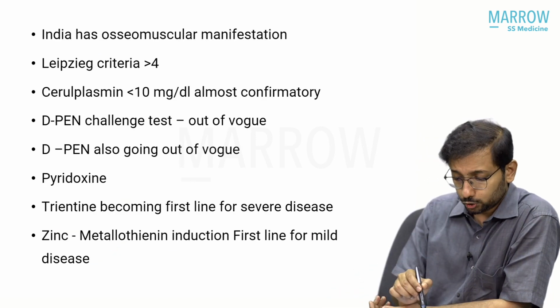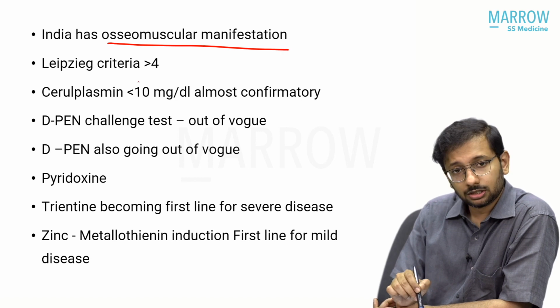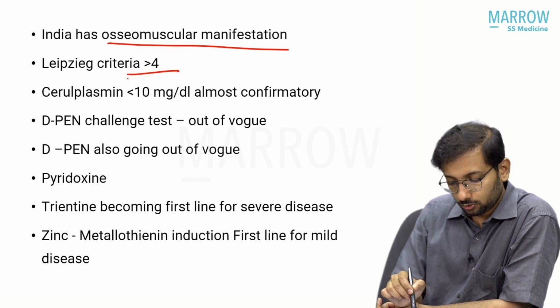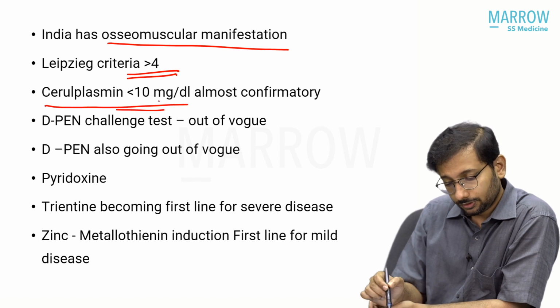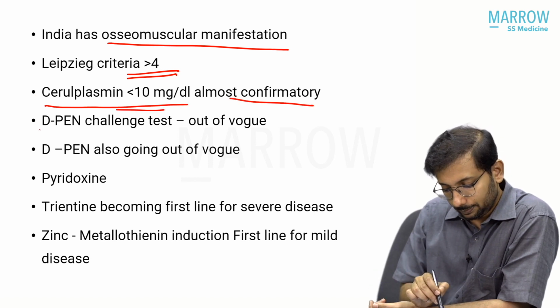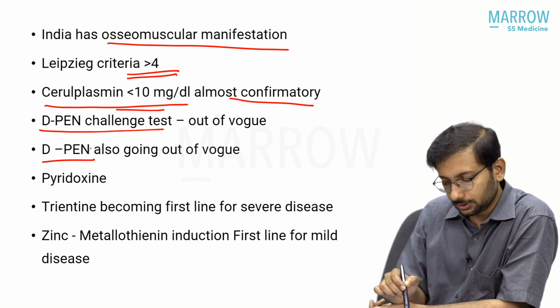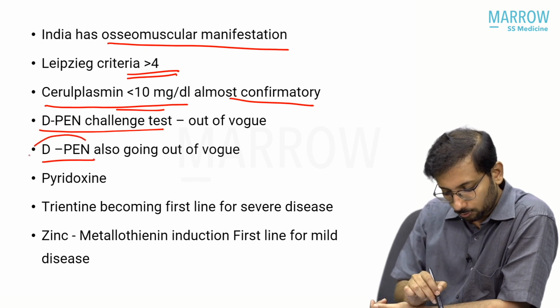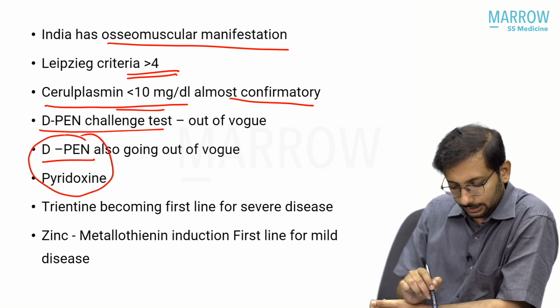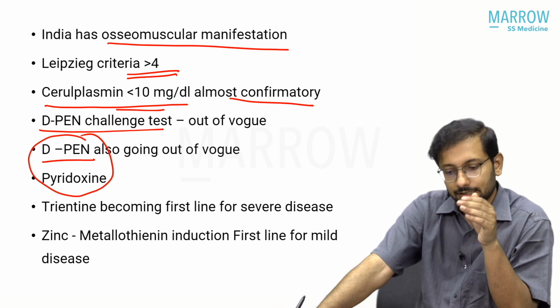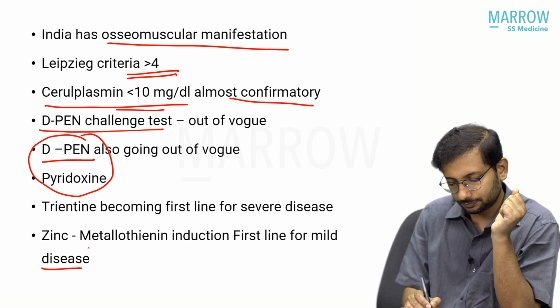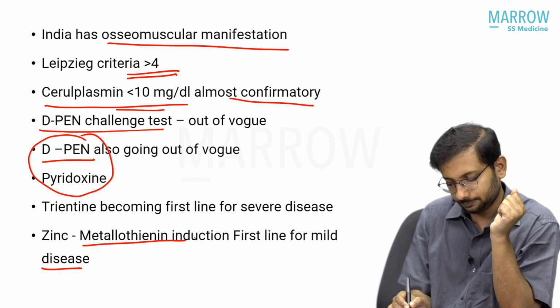India has osteomuscular manifestations. A Leipzig score of more than 4 diagnoses Wilson disease. Ceruloplasmin of less than 10 is almost confirmatory. The D-penicillamine challenge test, as well as D-penicillamine itself, is becoming out of vogue. Pyridoxine almost always has to be given with D-penicillamine. Trientine is slowly becoming the first line for severe disease, and zinc is the first line for mild disease, by induction of metallothionein. Thank you.